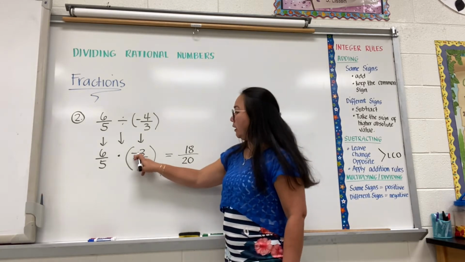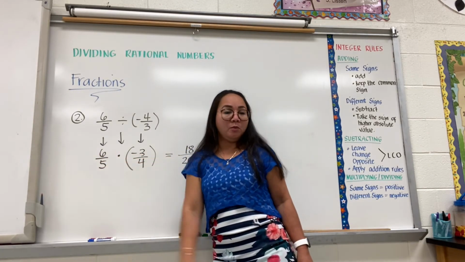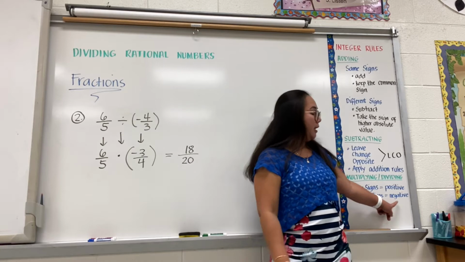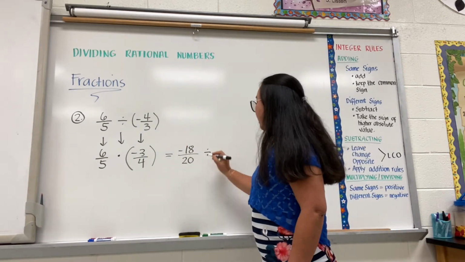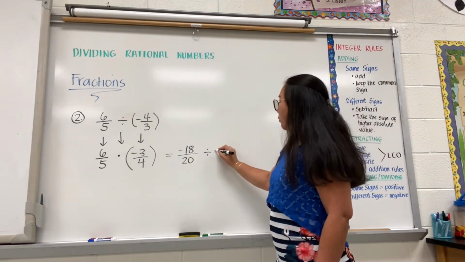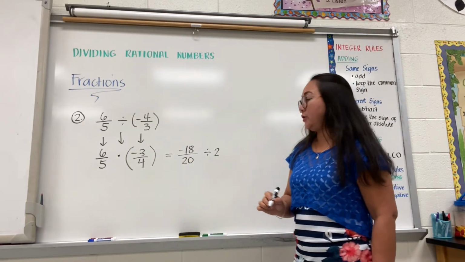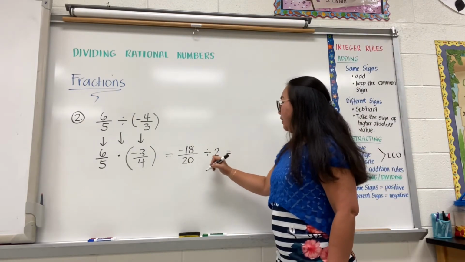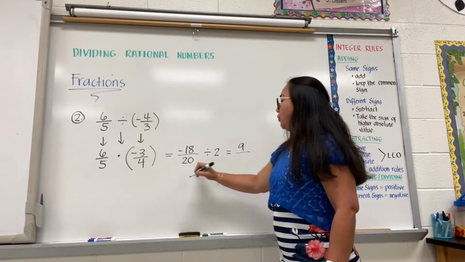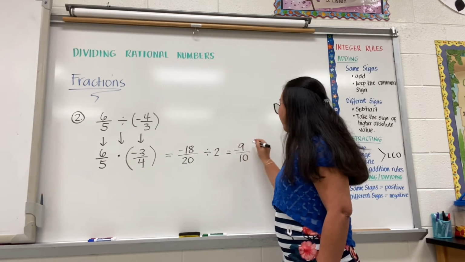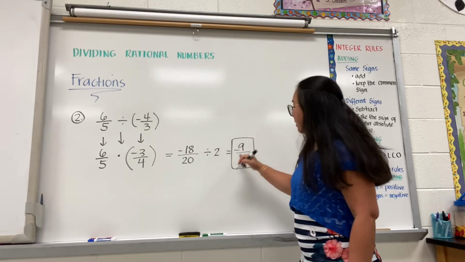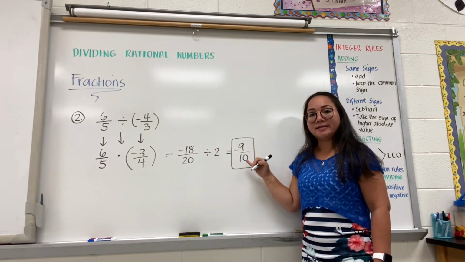Now we have here a negative, and the other one is positive. When you multiply different signs, the answer is negative. So leave the negative sign. Simplify your answer. Divide both numerator and denominator by 2. So 18 divided by 2 is 9. 20 divided by 2 is 10. And the sign is negative. So the final answer is negative 9/10.